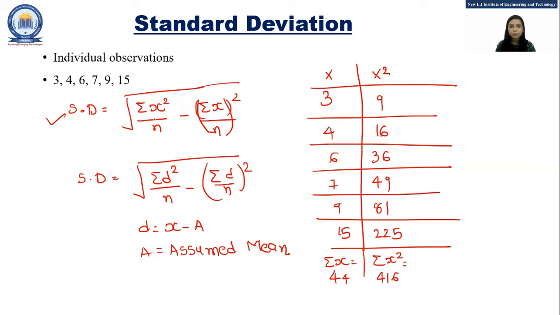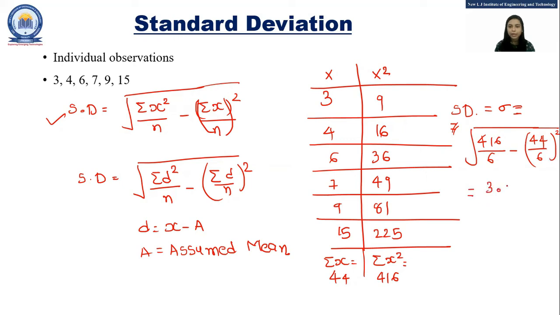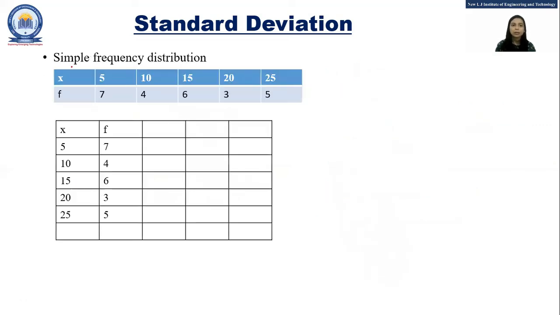Now we have to just put the value in this equation. So standard deviation, that is also denoted with sigma, is equal to under root of sigma x squared, that is 416, divided by n, that is the number of observations, 6, minus sigma x, that is 44, divided by 6 whole square. The answer for standard deviation is equal to 3.94. Similarly, you can solve the same example through this formula as well.